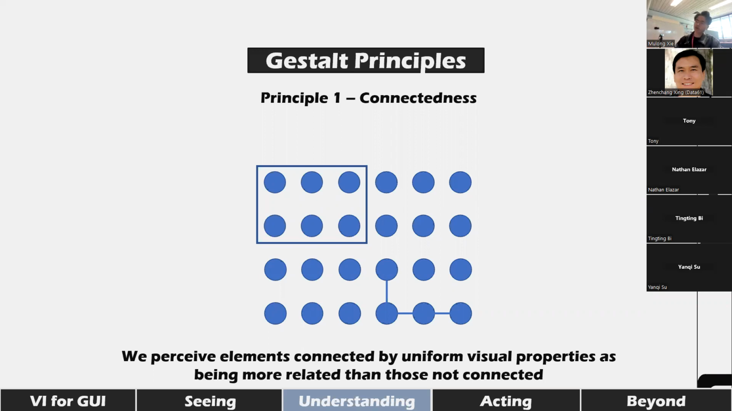And also, if I draw a line to connect multiple circles, we would intuitively perceive those connected circles as more related than those that are not, right? This is called the connectedness principle, which states that we perceive elements connected by uniform visual properties, such as a box or a line, as more related than those that are not connected.